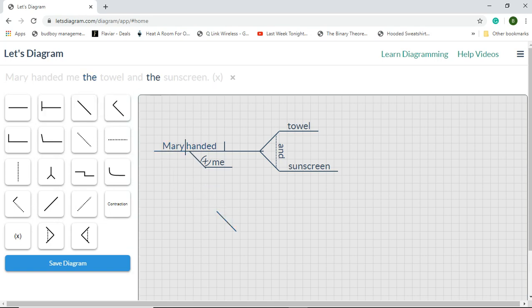And on top of that, we have the, which is an adjective modifying towel, and the, which is an adjective modifying sunscreen. And there we have it. Mary is the subject, handed is the verb, me is the indirect object, towel and sunscreen are compound direct objects, connected by the coordinating conjunction and. The is an adjective modifying towel, the is an adjective modifying sunscreen. Good. Let's head over to number two.